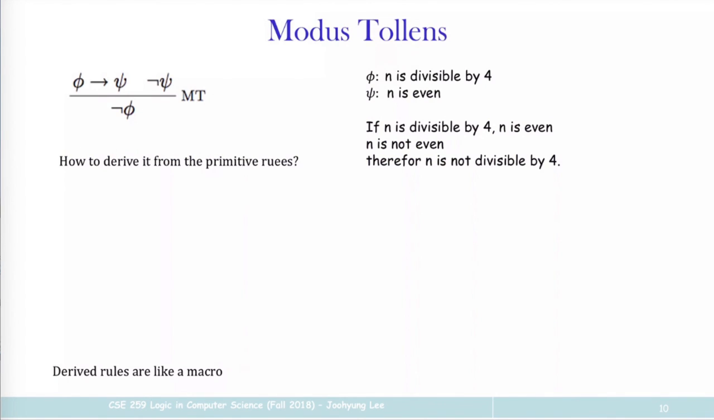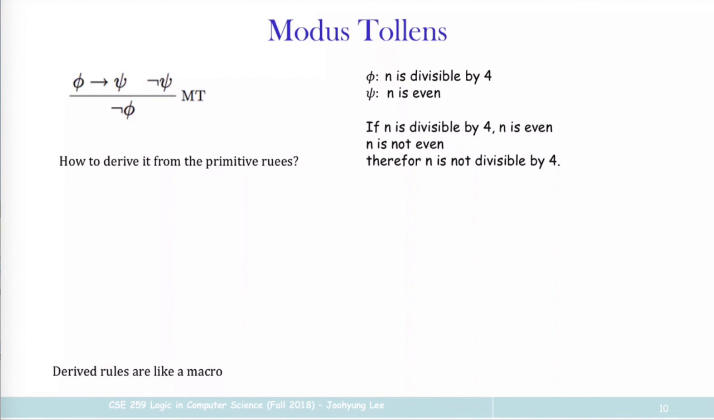Something that is useful here is modus tollens, which is to say that if phi implies psi is true, and if you also know that the negation of psi is true, then you can derive that the negation of phi is true. So for instance, if I know that n is divisible by 4, then I know n is an even number, right? But this itself doesn't say whether n is divisible by 4 or n is an even number. Don't get confused.